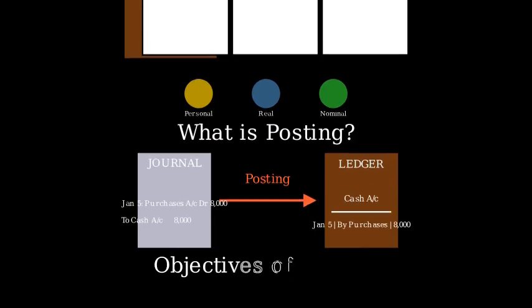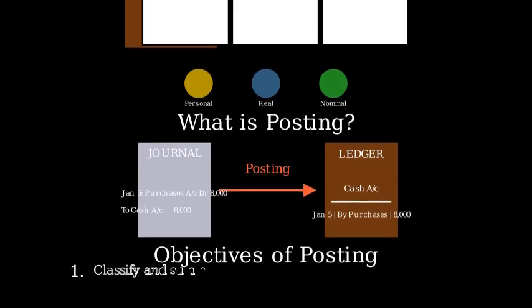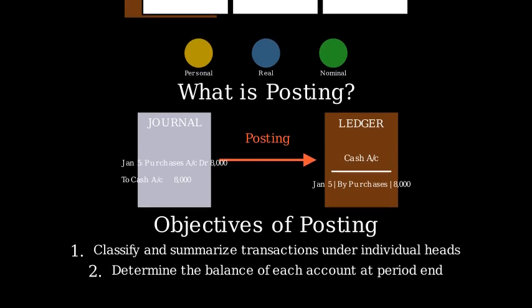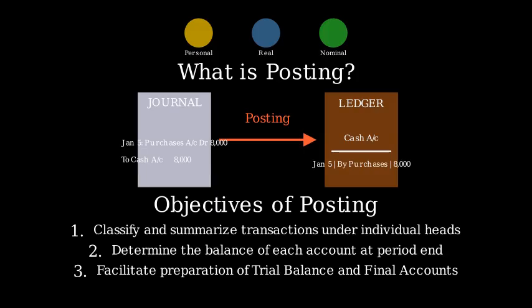The objectives of posting are threefold. First, to classify and summarize all transactions under individual heads. Second, to determine the balance of each account at the end of a period. And third, to facilitate the preparation of trial balance and final accounts.